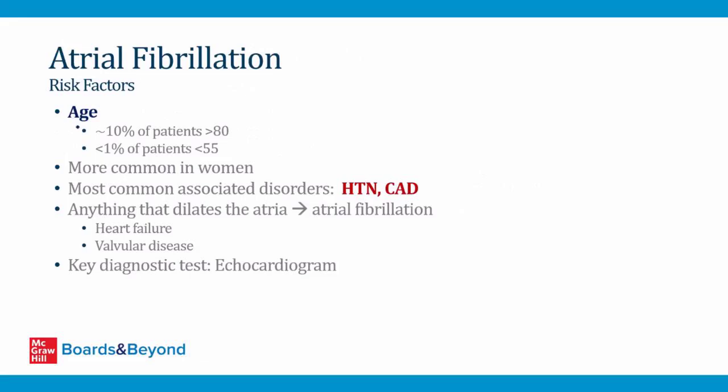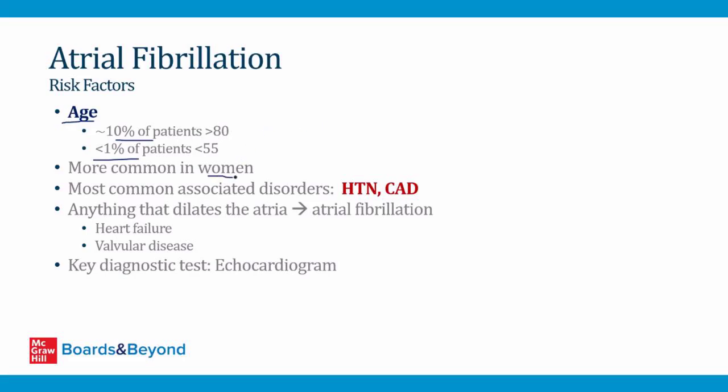Okay, let's talk about some of the risk factors for atrial fibrillation. One of the biggest ones is age. So in patients over 80 years of age, about 10% have AFib. In patients under 55, less than 1% have AFib. So in general, I consider atrial fibrillation to be a disease of the elderly. The older we get, the more likely we are to develop this problem.